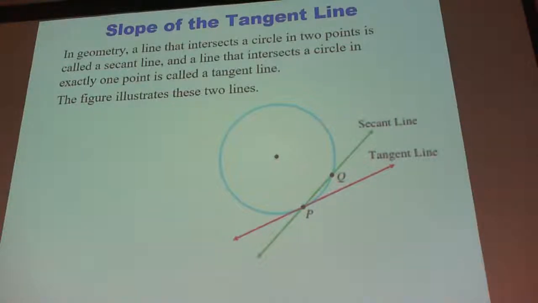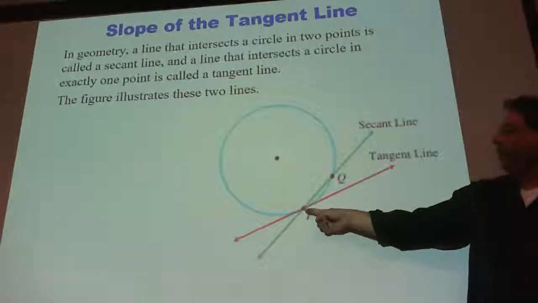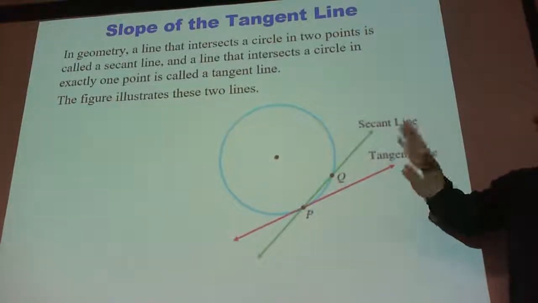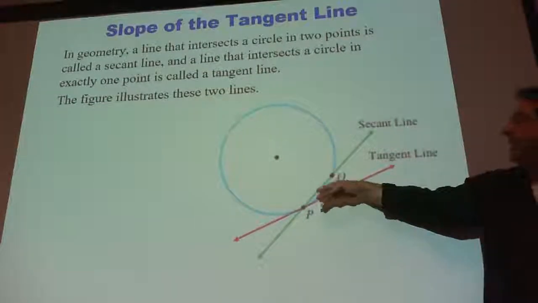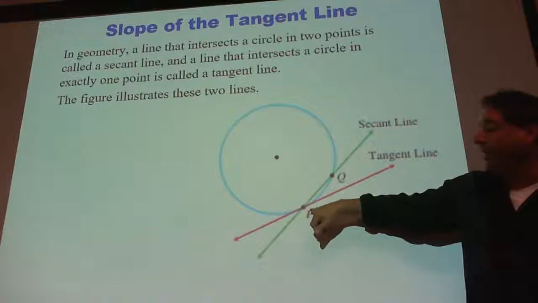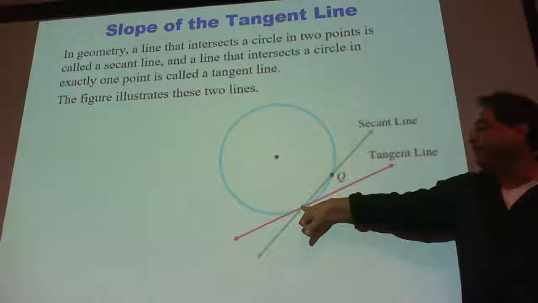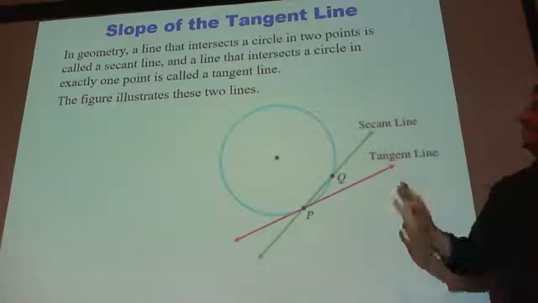So in geometry, a line that intersects a circle at 2 points is called a secant line, and a line that intersects a circle at exactly 1 point is called a tangent line. So the 2-point thing is called the secant line. If it crosses only once, it's called the tangent line. The secant is the average rate of change from P to Q. The tangent line is the slope at 1 point only, just at 2. The idea of going from P to Q is average rate of change. The idea of just P is instantaneous rate of change.